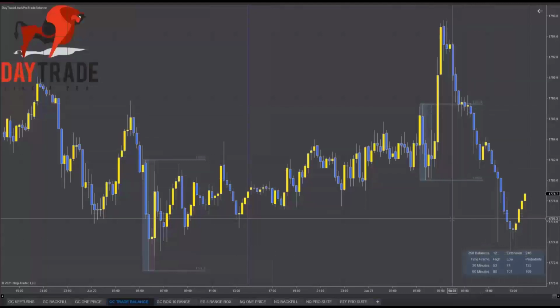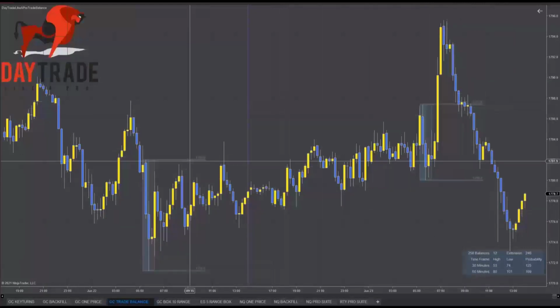So nothing super fancy with trade balance. We just built analytics into it. And really, you would probably not want to look at the last year. You'd want to look at something more relevant.